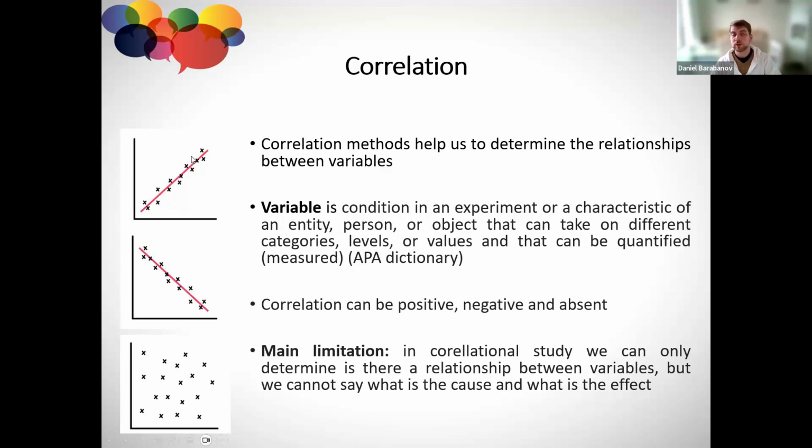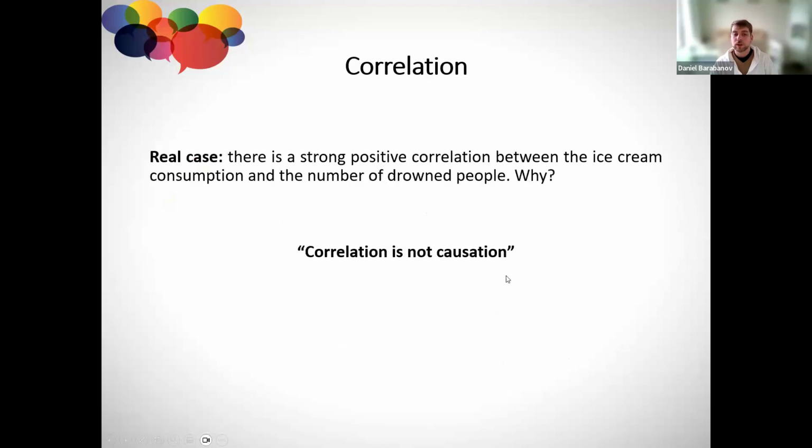For example, a positive correlation: when one variable is high, another is also high. Or a negative correlation: when one variable is high, another is low, right? Or there is no correlation at all, right? But we don't know what is the cause and what is the effect. So that is why we often say correlation is not causation. Based on correlational results only, we don't know what is the cause and what is the effect, right?